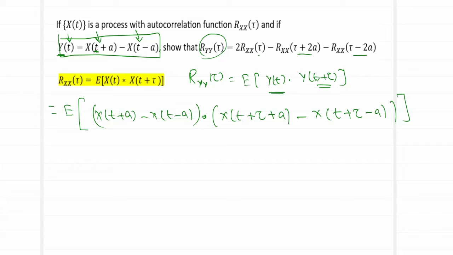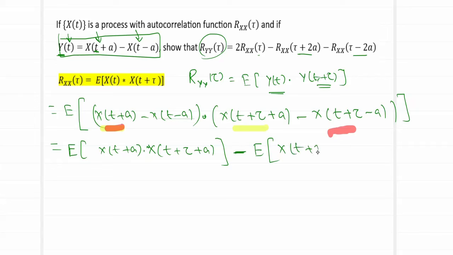Now I'll have to take the product of these two quantities which have two terms each. Therefore, when I expand it, there will be 4 terms in total. We go on with the first term with the first term: expected value of x of t plus a product x of t plus tau plus a. Now the first term with the second term: this is positive and this is negative, so I have a negative sign. Expected value of x of t plus a, and the next term x of t plus tau minus a. That completes my second term.